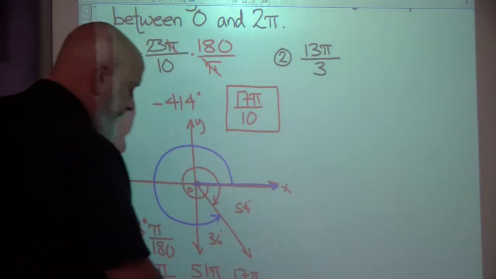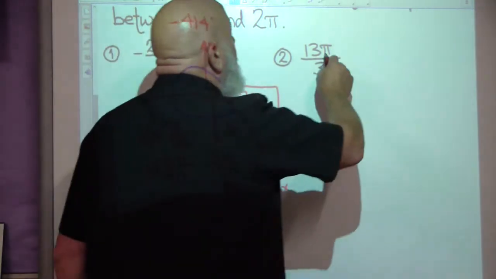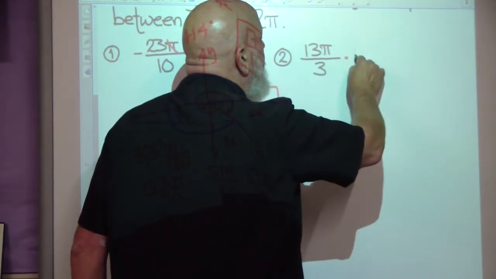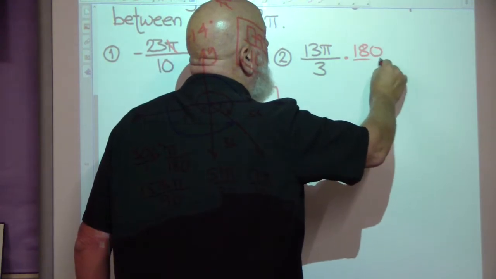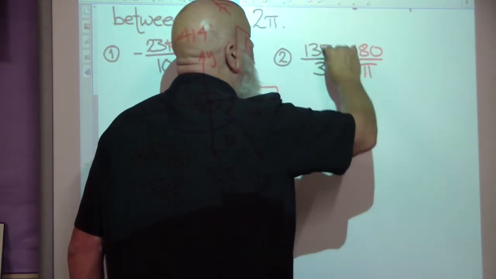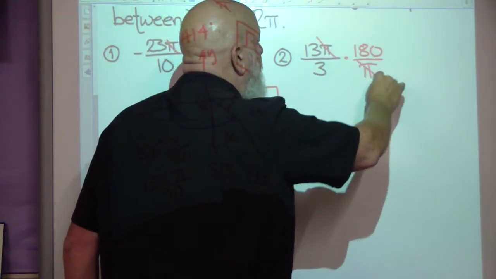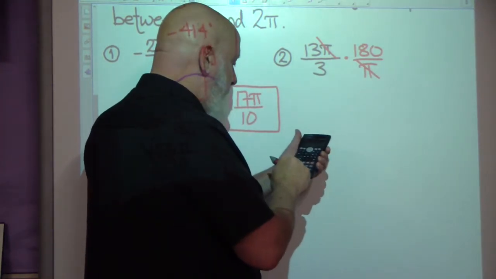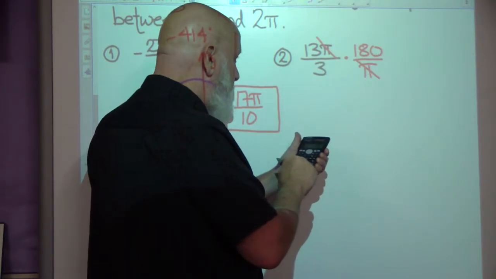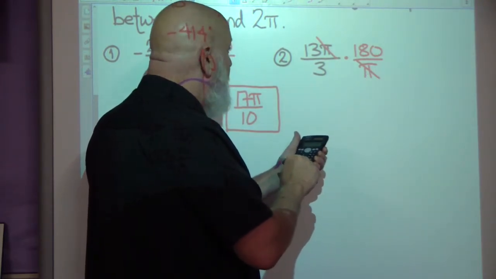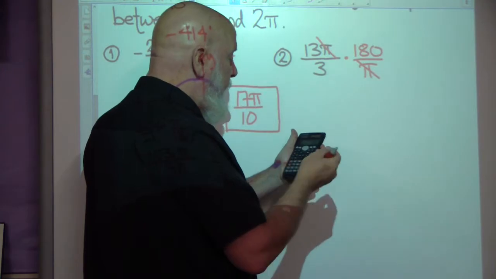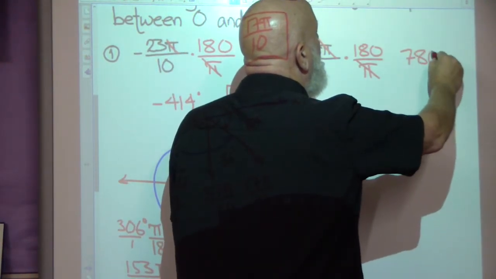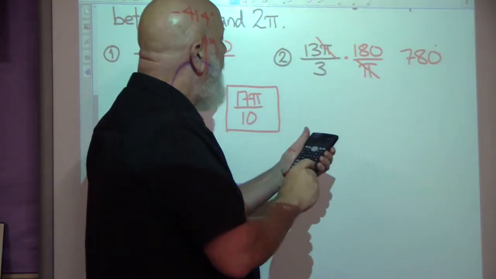Let's take a look at another one. 13 pi over 3. I want to figure out what the rotation is in degrees. This will give me 13 times 180 divided by 3. It's one way of doing it, 780 degrees. Let me make sure that I didn't make any mistakes there.